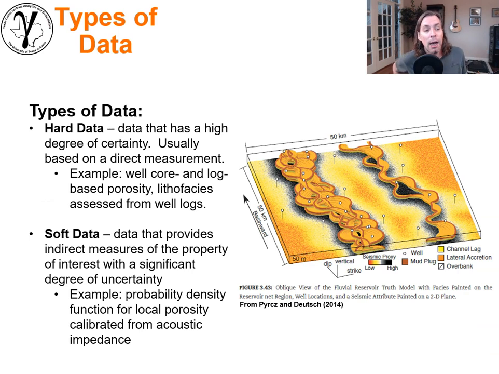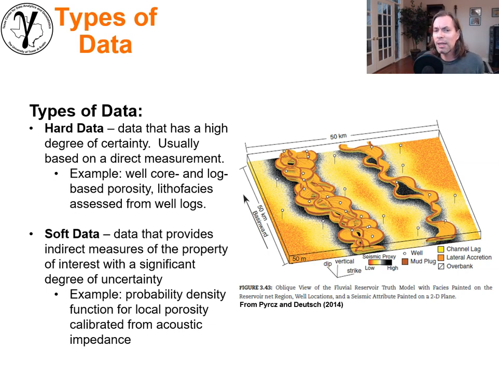We also can break data up into hard data and soft data. I'm going to define this, and I'm going to throw a wrench in the cogs after I'm done defining it. Hard data is data that we perceive as having a high degree of certainty, sufficient to the point where we can deal with it as being precise, certain, no uncertainty. Often well cores, drill hole core samples, are going to be considered to be hard data. Even often log data is considered to be hard data, that we will not account for the error in it.